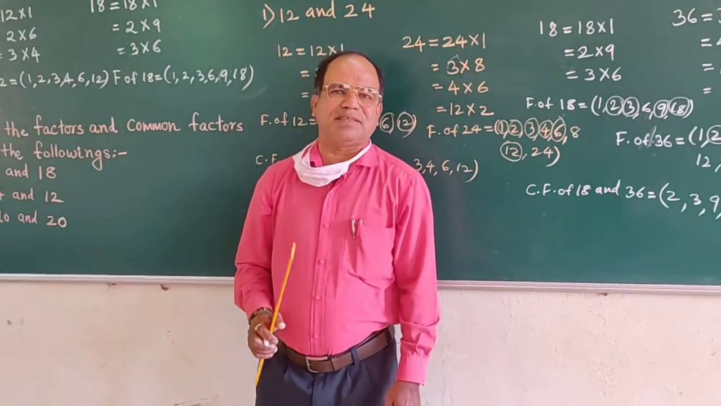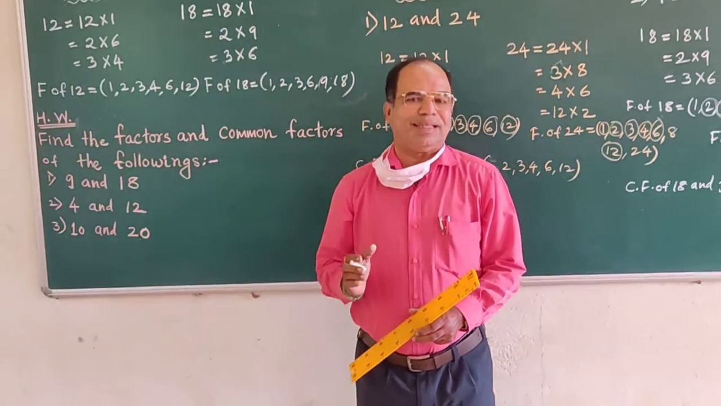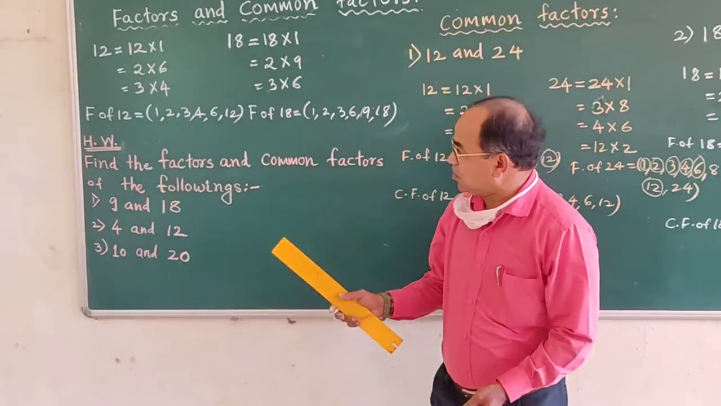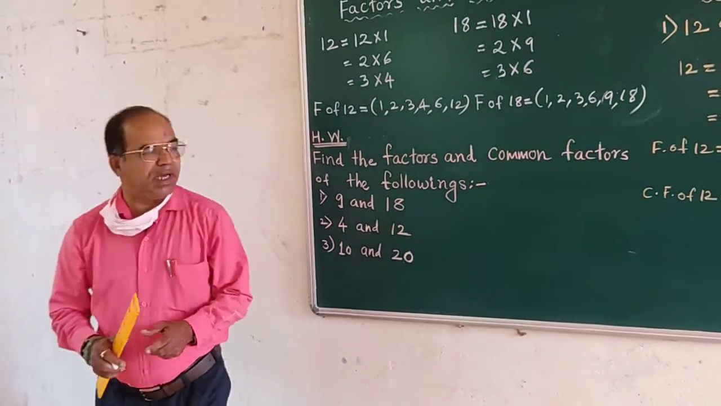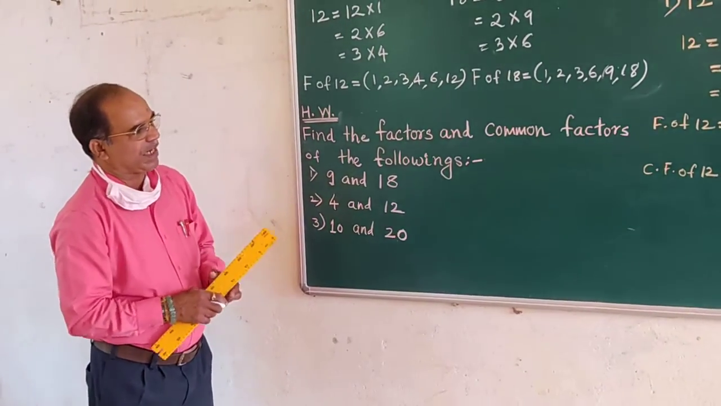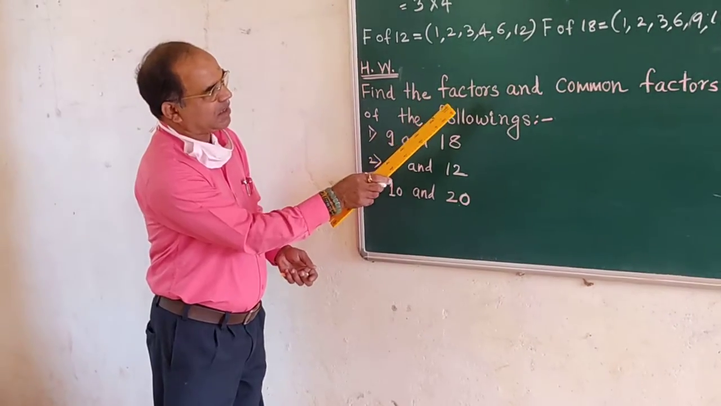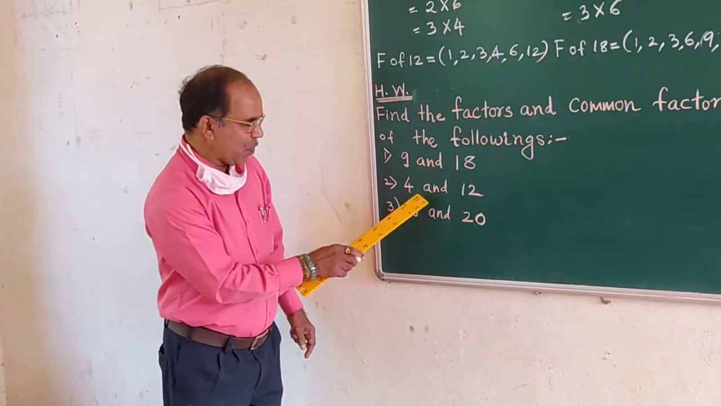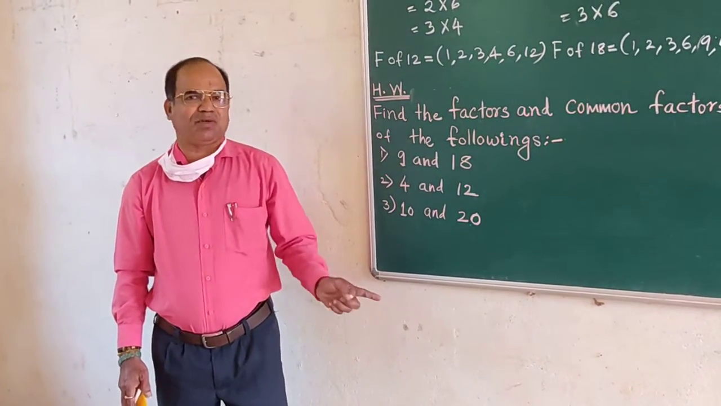So today we discussed finding factors and common factors. And here you have a very small exercise to evaluate yourself about factors and common factors. You can see here, find the factors and common factors of the following. 9 and 18 is one pair, 4 and 12, 10 and 20. So you have to solve this in your math notebook.